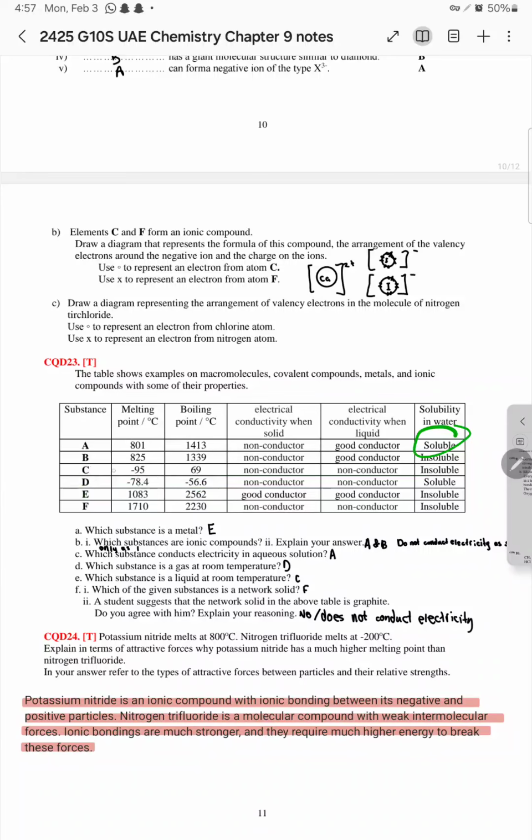Now liquid, it's the same thing. It has to have a very low melting point that's below 25, but a boiling point over 25. So it is a solid. This one is like in the middle.